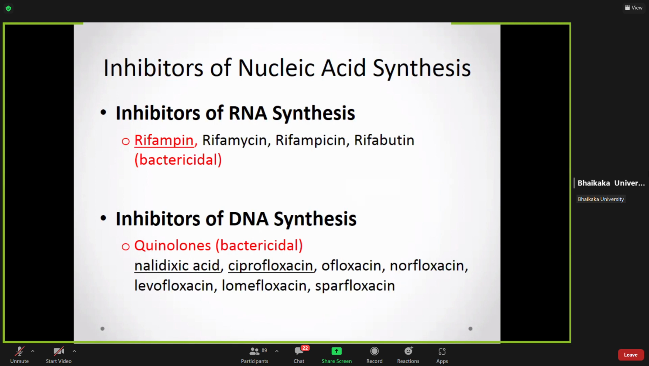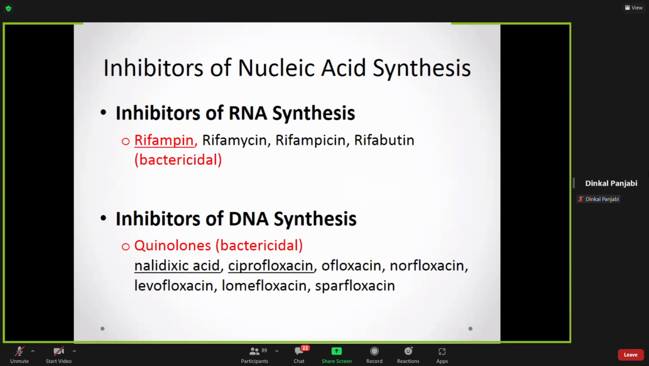Inhibitors of nucleic acid synthesis: inhibitors of RNA synthesis, and inhibitors of DNA synthesis. In inhibitors of RNA synthesis, we have got rifamycin, rifampicin, rifampin, rifabutin. These all are working only and only against bacteria. Okay, so they are antibacterial, and to some extent they have got anti-tubercular activity.